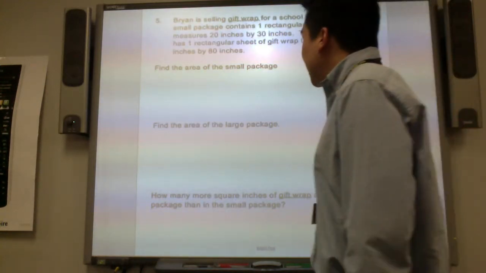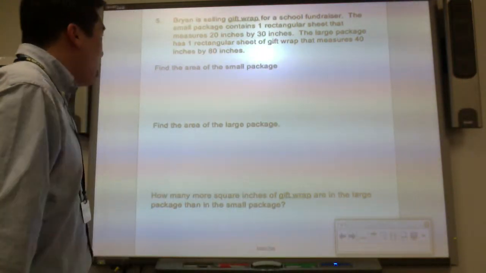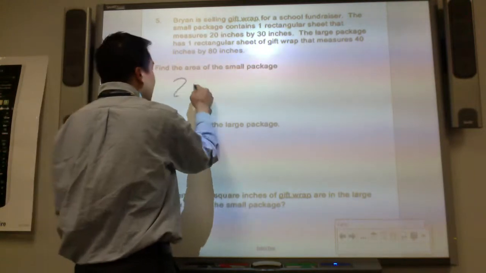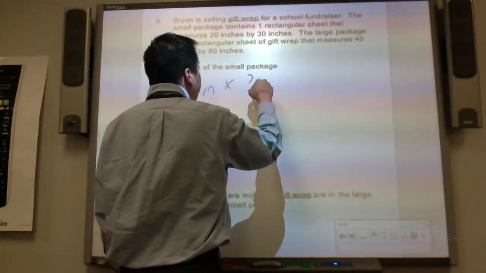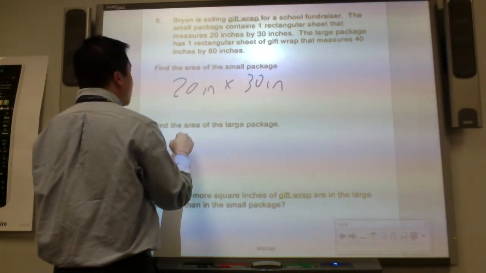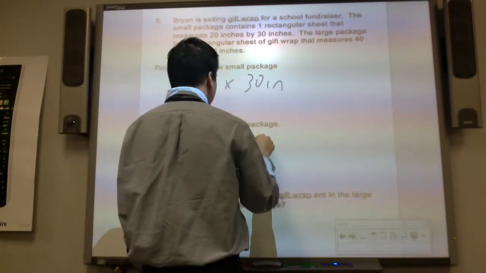Brian is selling gift wrap for a school function. The small package contains one rectangular sheet that measures 20 inches by 30 inches. The large package has one rectangular sheet of gift wrap that measures 40 inches by 80 inches.